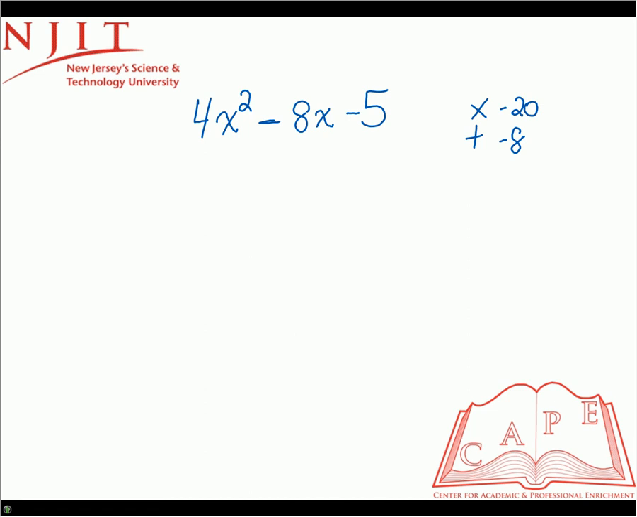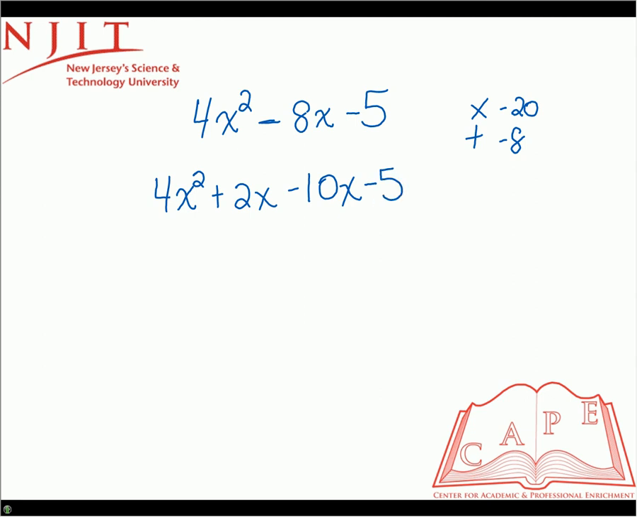So again, you're just going to take those 2 terms and replace the sum for the second term. So that would give you 4x squared plus 2x minus 10x minus 5.